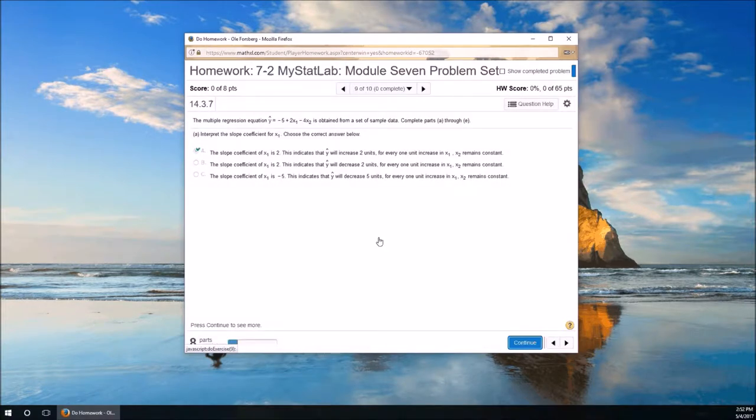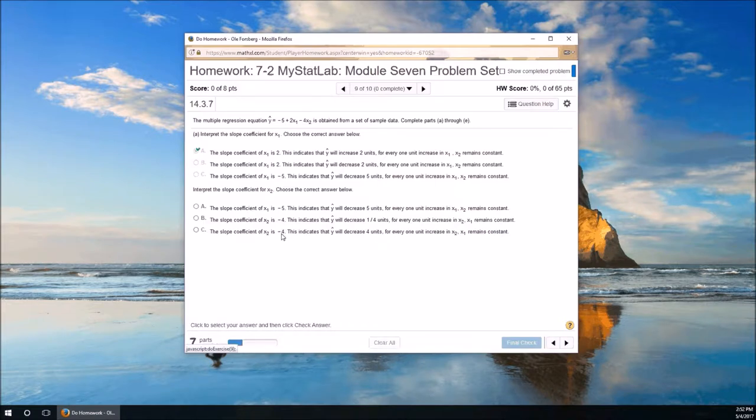Oh, it's still A. Interpret the slope coefficient for x2. It's a negative 4. So as x2 goes up by 1, y hat's going to go down by 4. The slope coefficient of x2 is negative 4, so it's B or C. It will decrease 4 units, assuming x1 remains constant.